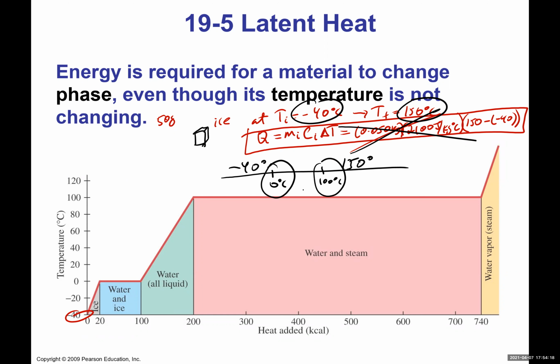That means when you go from negative 40 to 0, at 0 you have to undergo a change of phase from solid to liquid. Then when we reach 100, you cannot go to 150 without undergoing another change of phase, in this case liquid to gas. So that is why that one equation, Q equals mc delta T, going from negative 40 to 150 will not work, because that does not include changing phase.